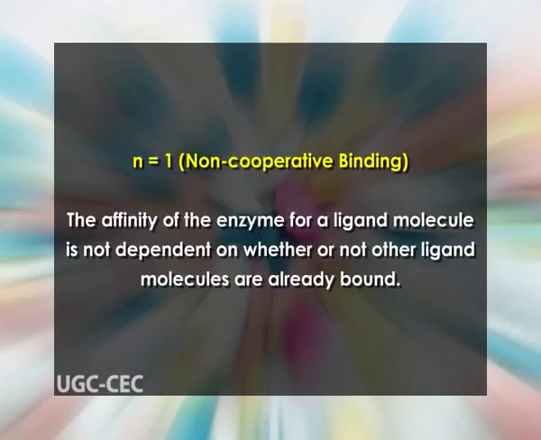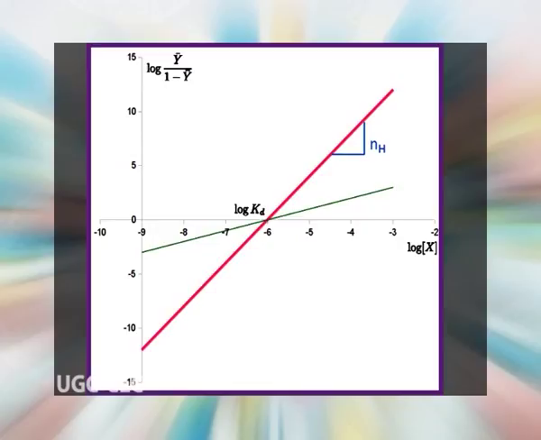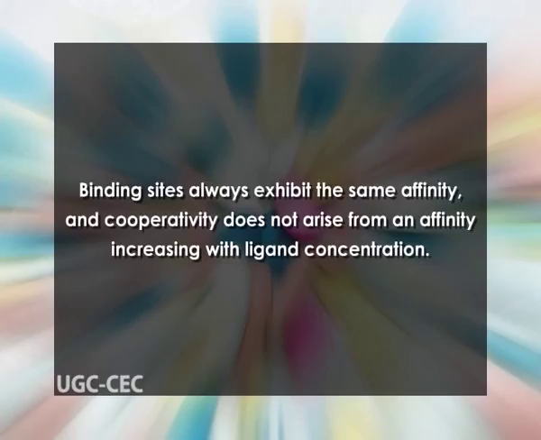The Hill plot is obtained by plotting log of theta divided by (1 minus theta) versus log L. In the case of the Hill equation, it is a line with slope nH and intercept log Kd. This means that cooperativity is assumed to be fixed, that is, it does not change with saturation. It also means that binding sites always exhibit the same affinity and cooperativity does not arise from an affinity increasing with ligand concentration.